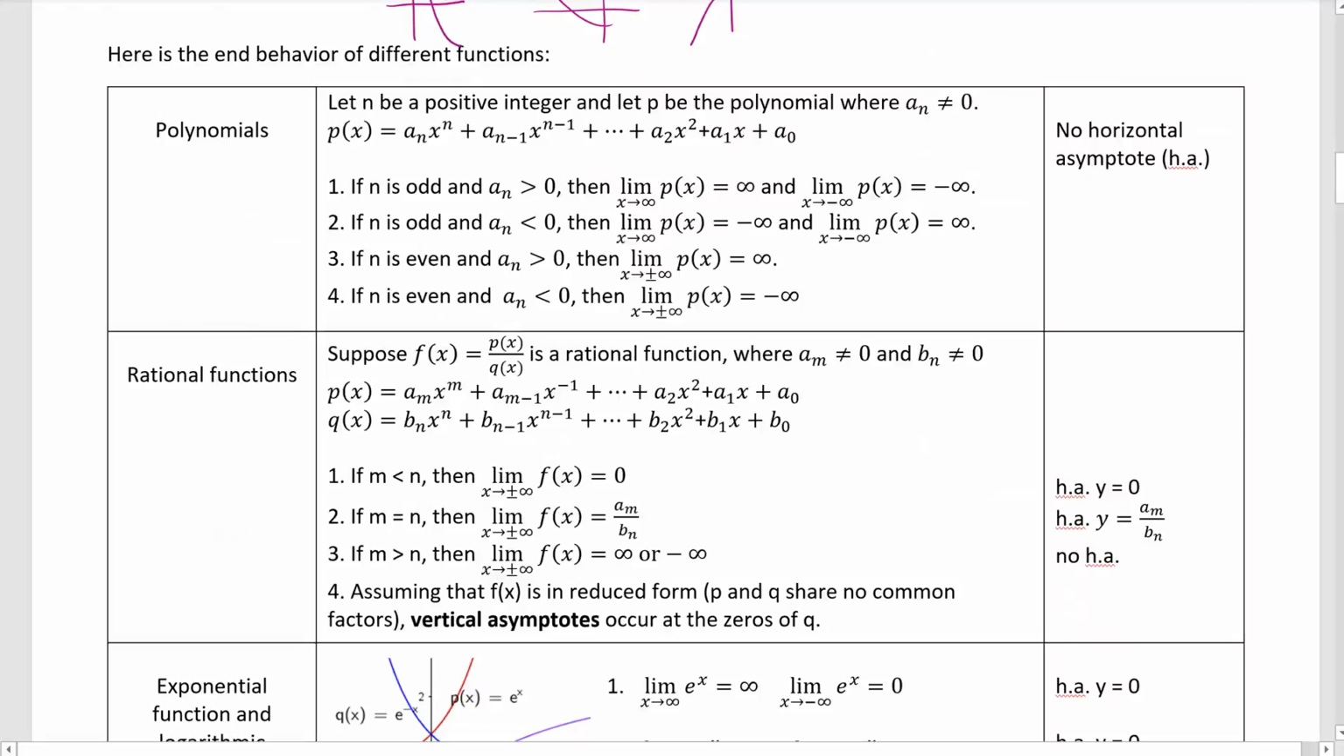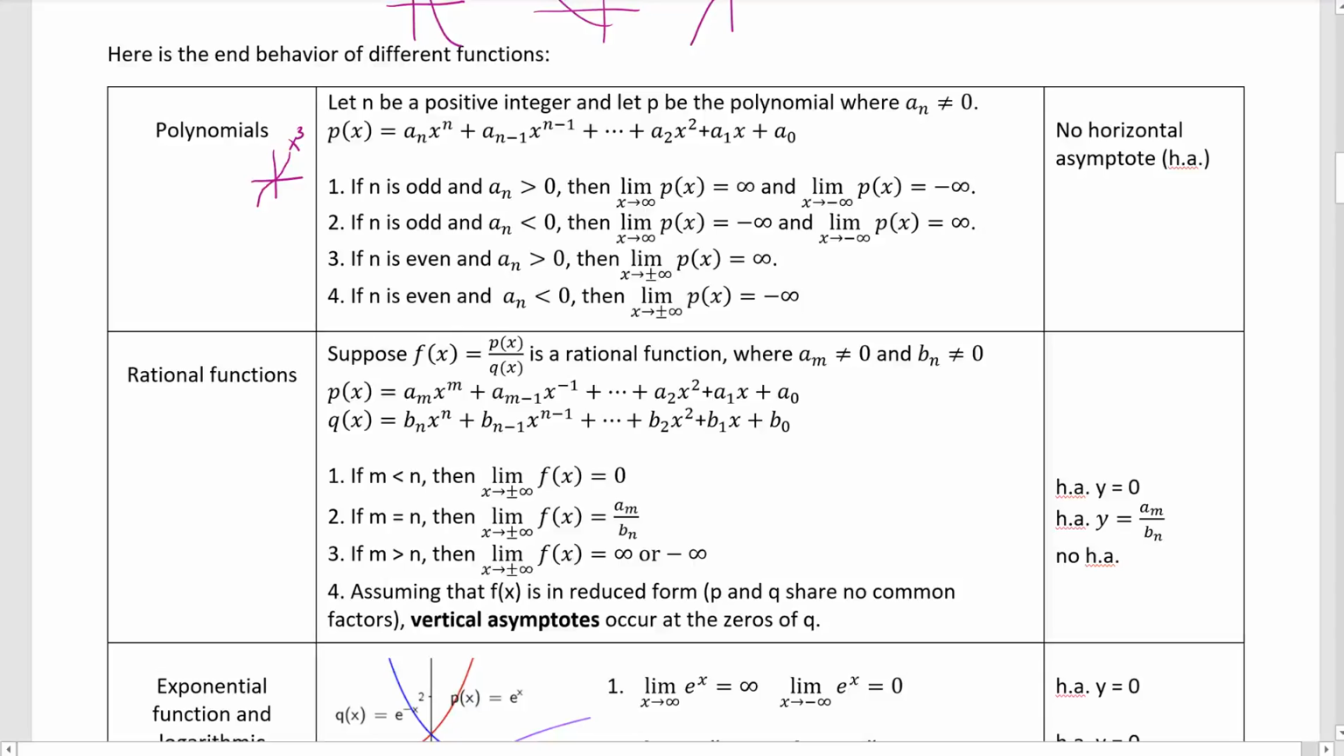First, let's look at polynomials. Let n be a positive integer, and let p be the polynomial where the leading coefficient a sub n is not 0. Okay, so if n is odd and the leading coefficient is positive, let's think about an example. The easiest example is x cubed. What's the picture of x cubed? I hope you all remember.